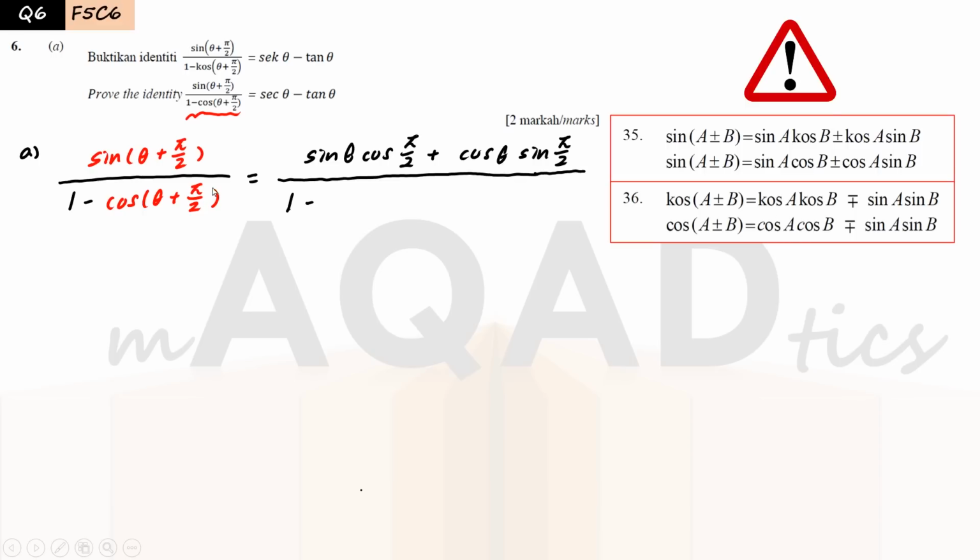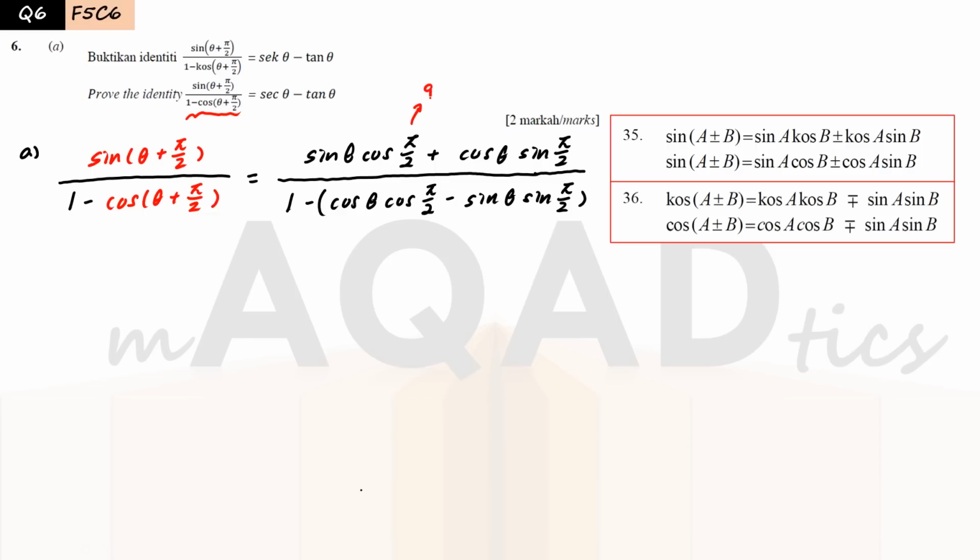So A would be theta, B would be pi over 2, so here is cos theta cos pi over 2, and this is plus, so I'm going to use the symbol on top. So please make sure, this is minus. Okay, this is minus, and here is sine theta sine pi over 2. Okay, so just to let you know, pi over 2 here is 90 degrees. So for the pi over 2 values here, you all can just use the calculator to find out the answer.